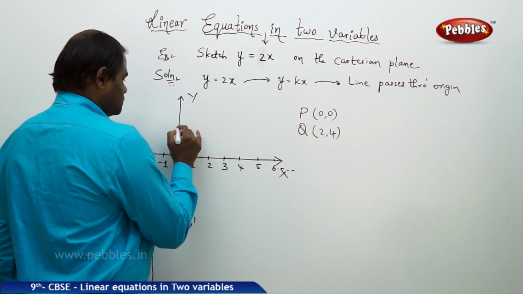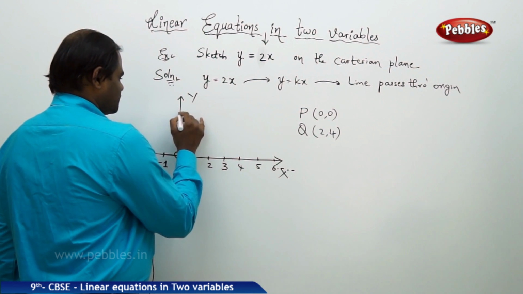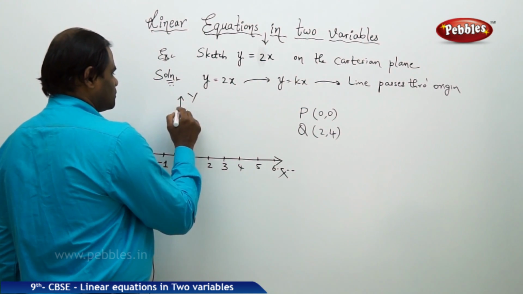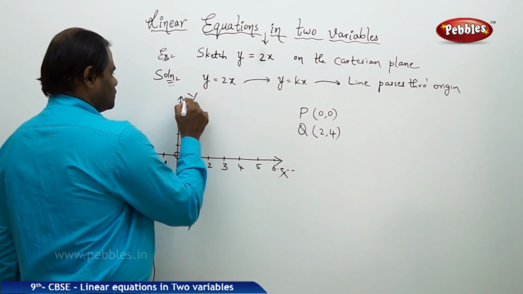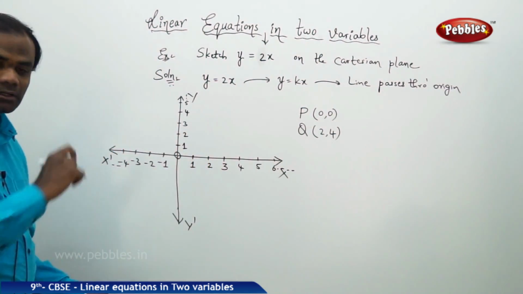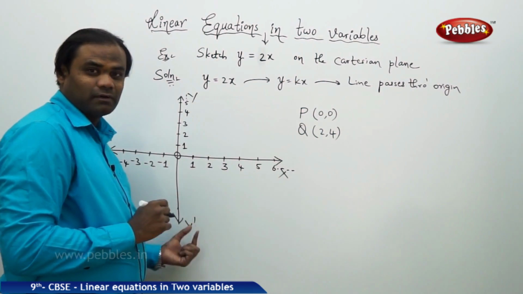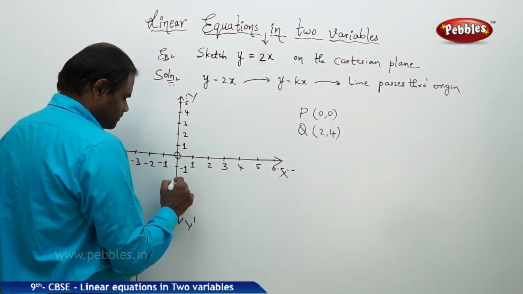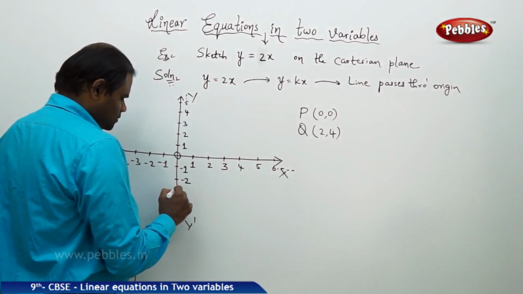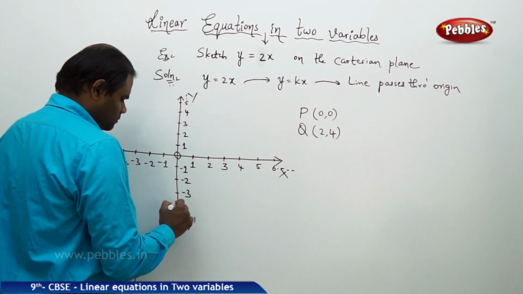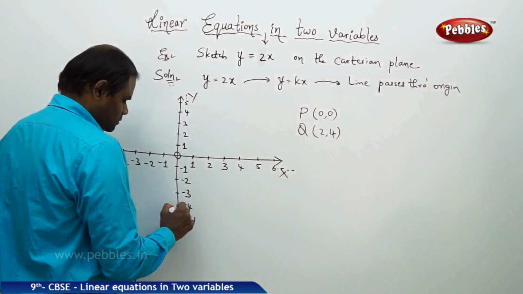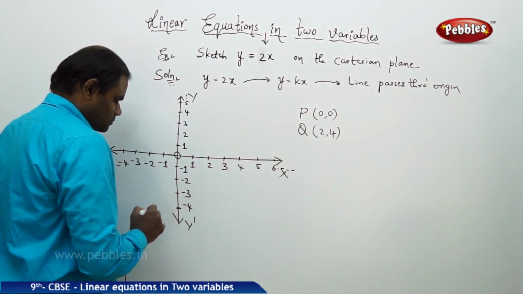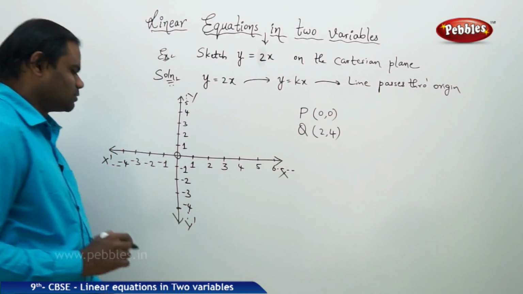1, 2, 3, 4, 5, and similarly the values on the negative side of the y-axis being -1, -2, -3, -4, and so on and so forth.